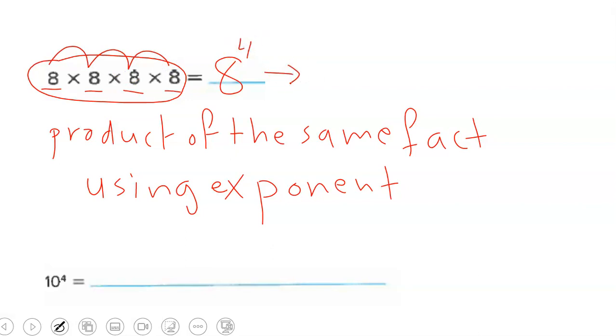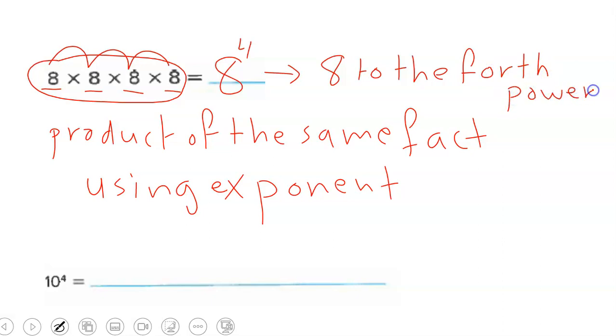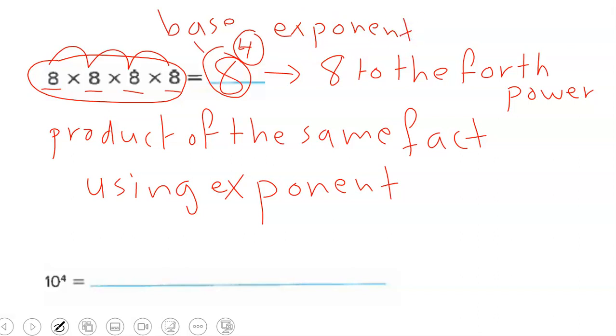How can I read this? I can read it in words: 8 to the 4th power. What do we call 8? 8 is the base. What do we call number 4? It is the exponent. Is it clear now? Are you clear with that, guys?